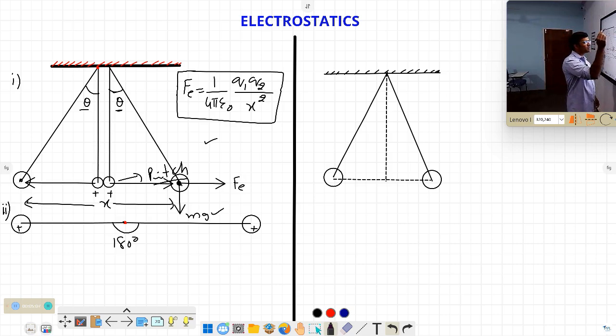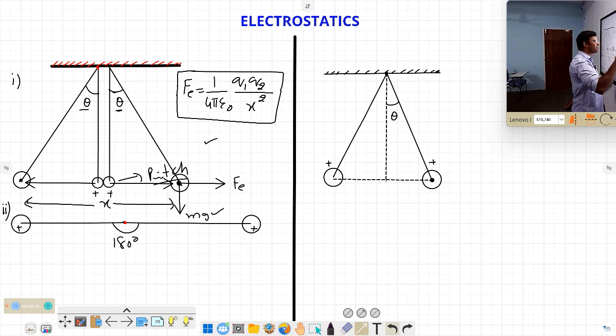In this case, I have taken two pith balls, both suspended from the same point of suspension. When both are given a similar charge, they repel each other. Due to the repulsion, they separate by a certain distance. At this equilibrium condition, each ball makes a certain angle. This is the discussion we had.